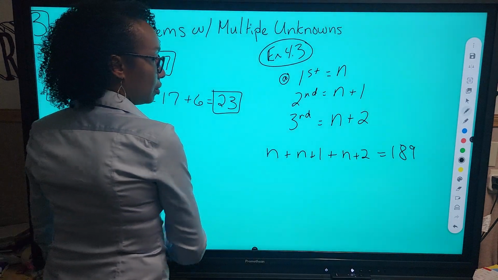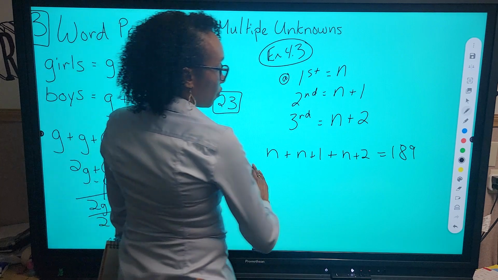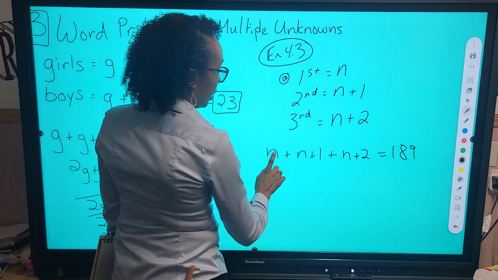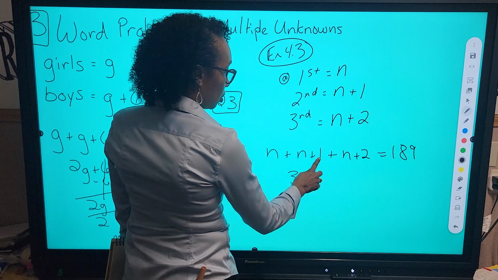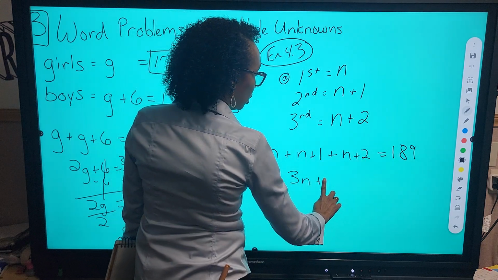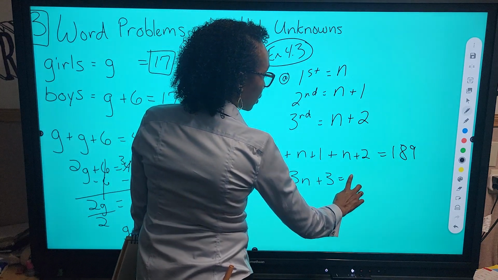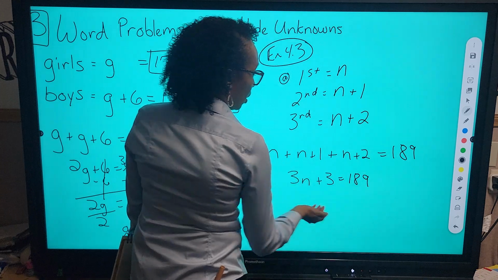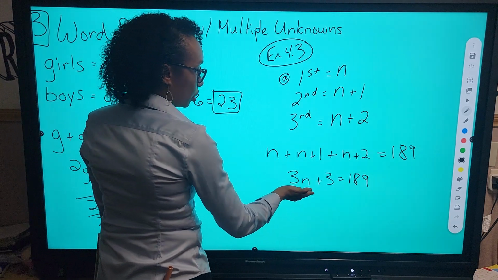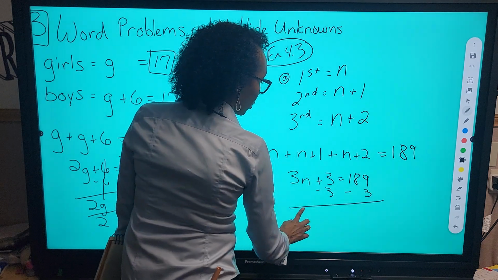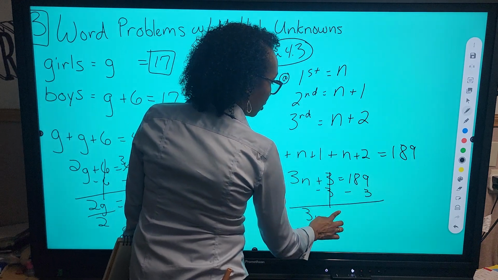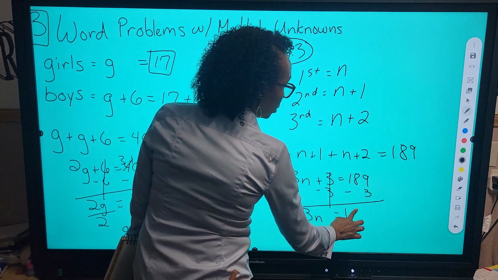So now we're ready to solve it. We're going to first combine like terms. N plus N plus N is 3N. The 1 plus the 2 equals 3. Now I want to continue to isolate my variable term, so I'll do minus 3 on both sides. So now I have 3N equals 186.